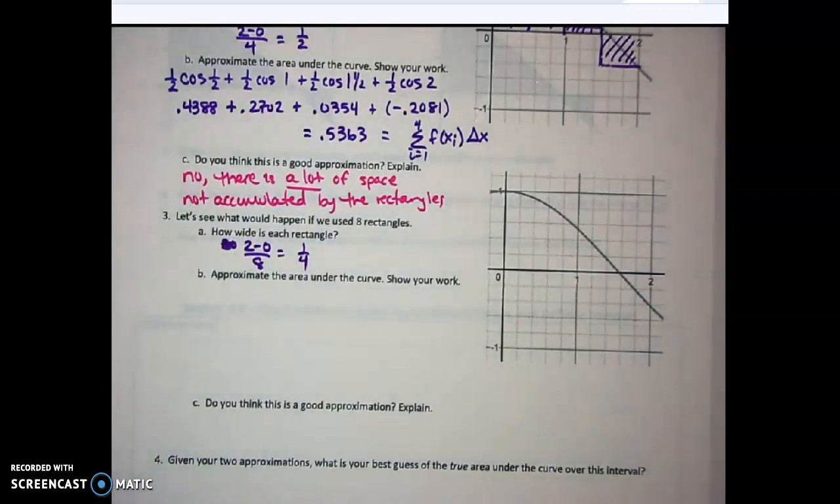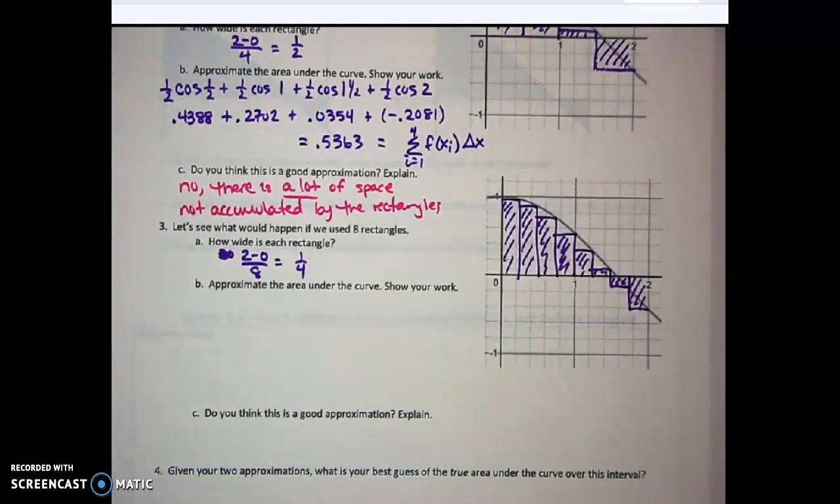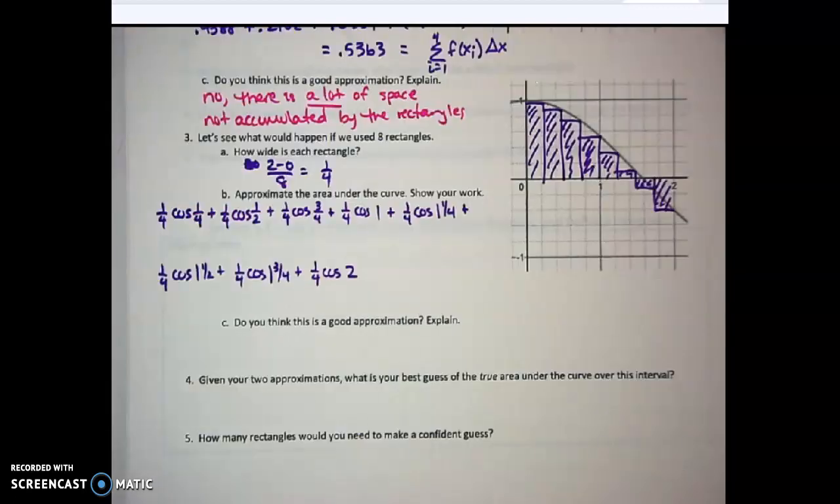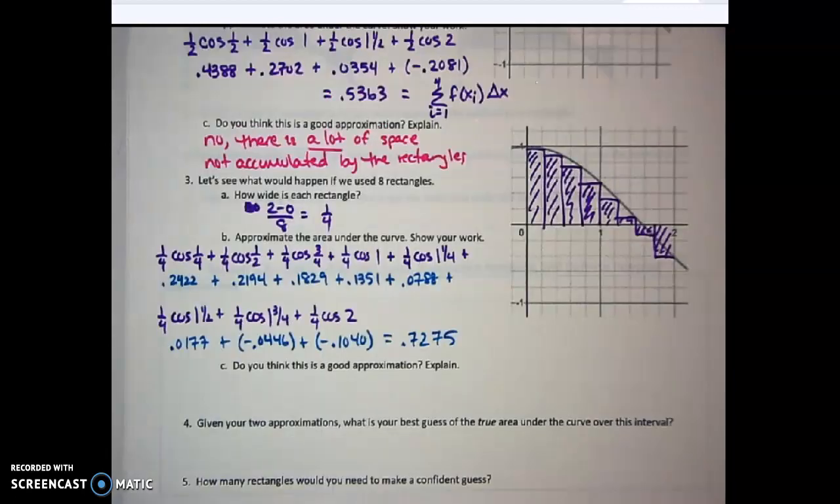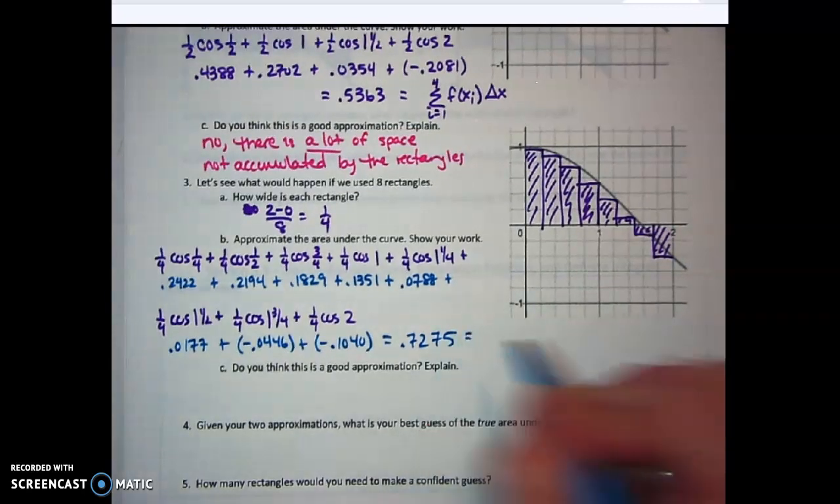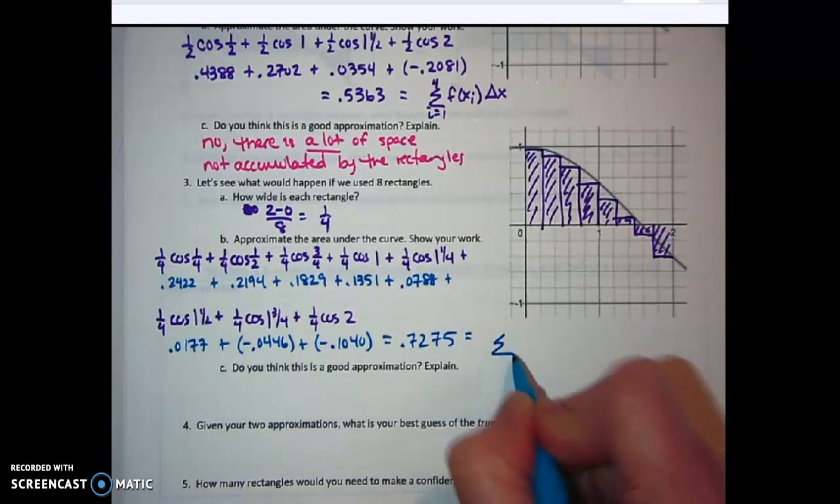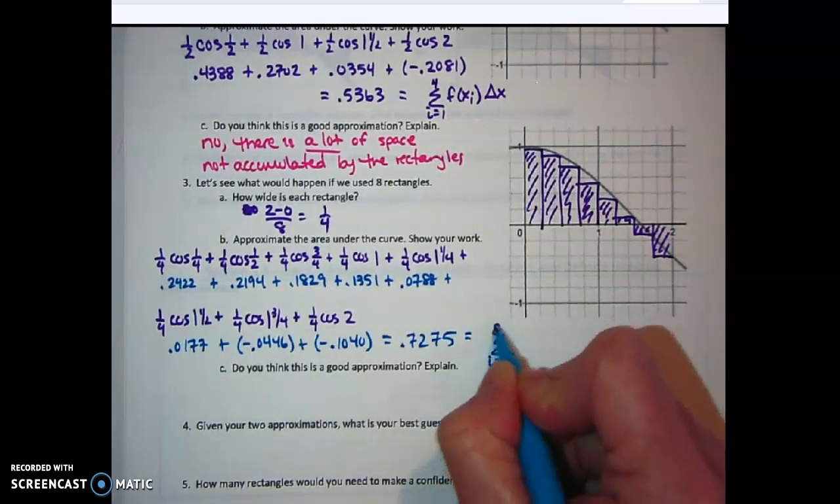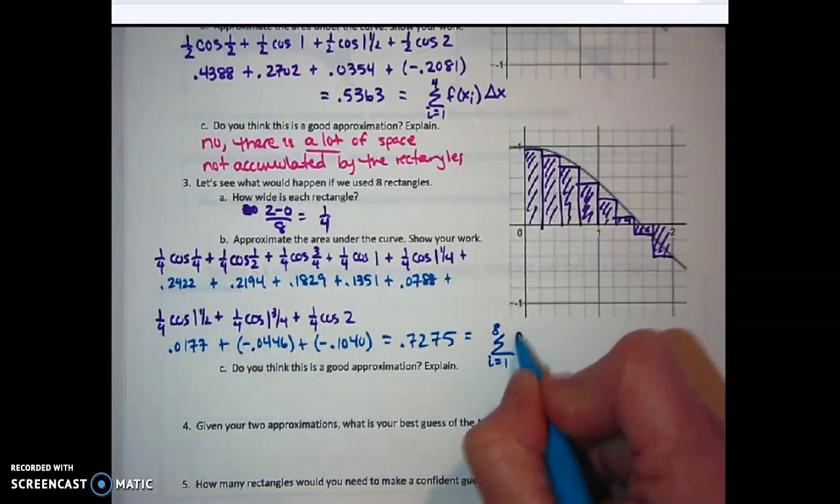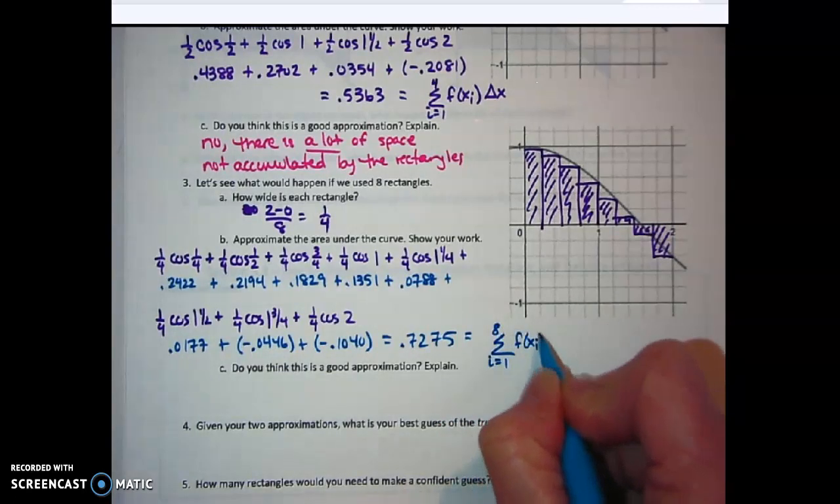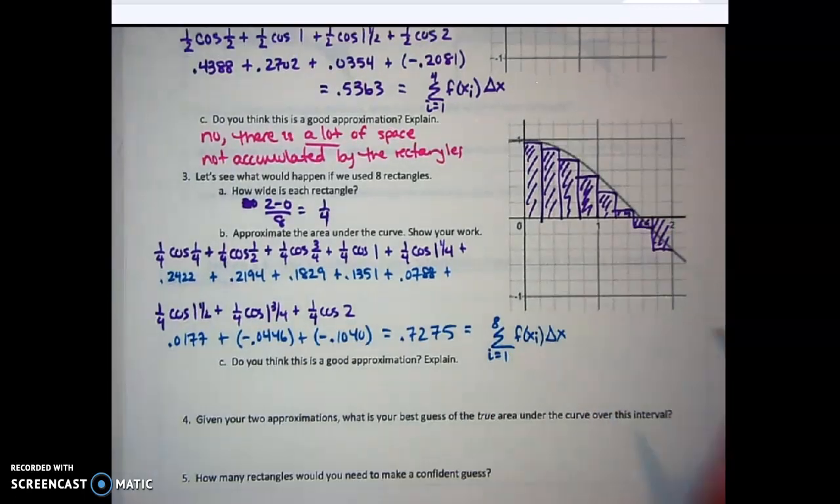Again, I'd like you to draw those and see if you can approximate the area under the curve. This is approximately what our rectangles should look like. Now let's go ahead and find the area of each of those rectangles, writing out each of my widths times each of my heights. Using 8 rectangles, we find that the area is 0.7275. And again, showing you this new notation, this is the sum of the first rectangle to the 8th rectangle of f of x sub i times my delta x.